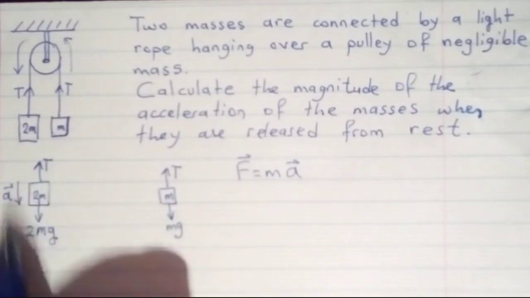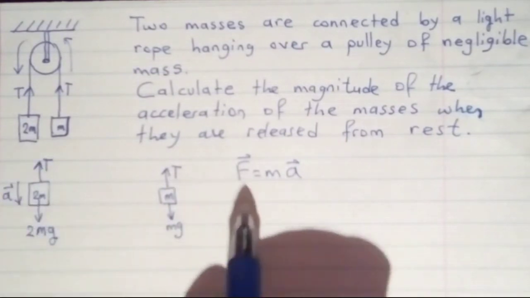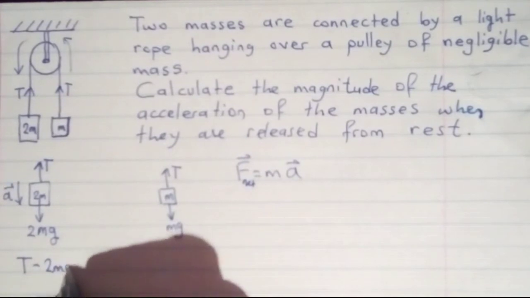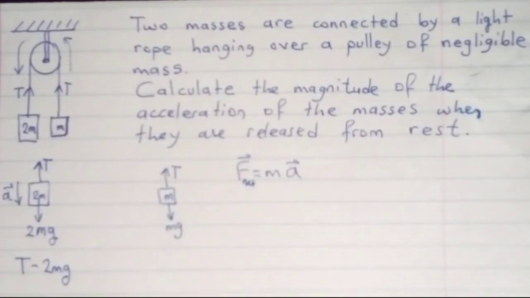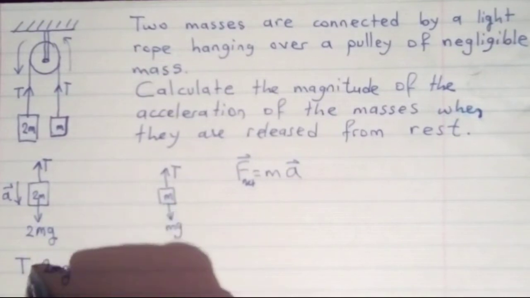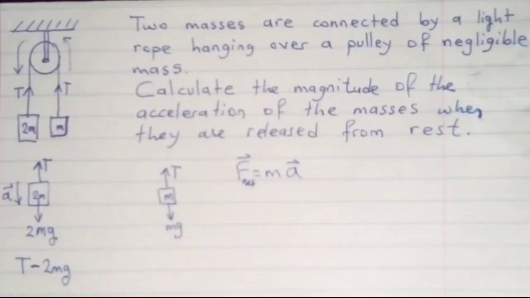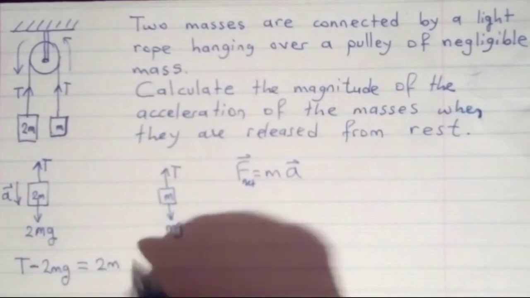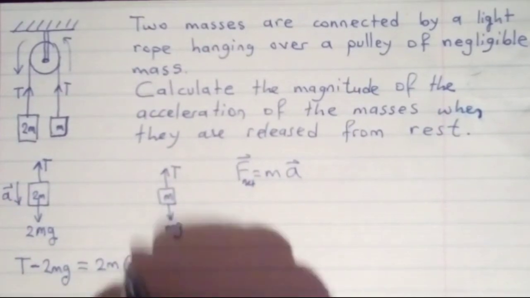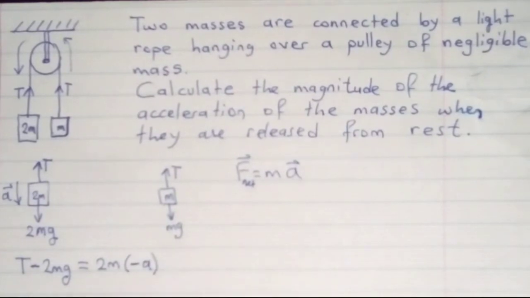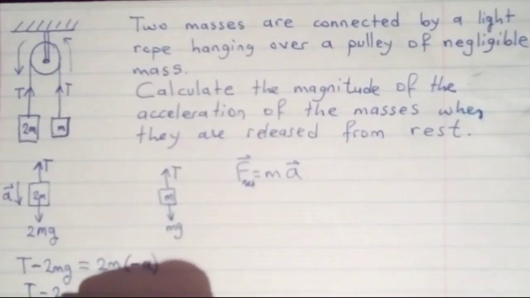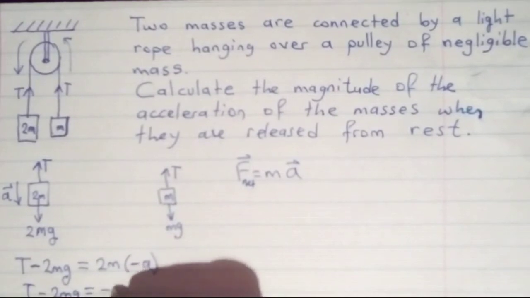So for this, F net is going to be T minus 2mg. That's the net force: T is upward, conventionally positive, and 2mg is downward, conventionally negative. The mass is 2m, and because the acceleration is downward, I should also implement its direction, negative a. So it simplifies to T minus 2mg equals negative 2ma.